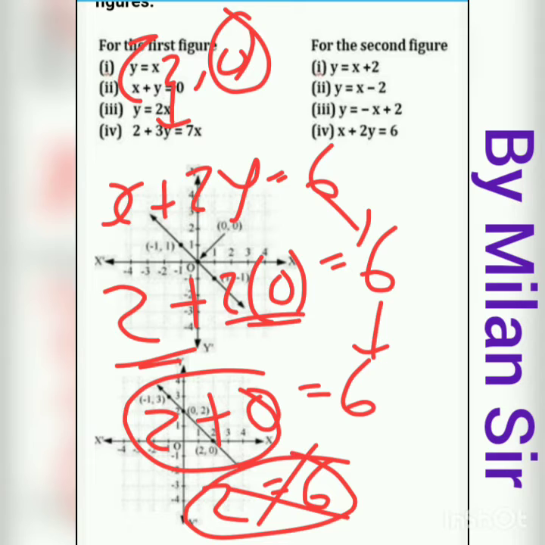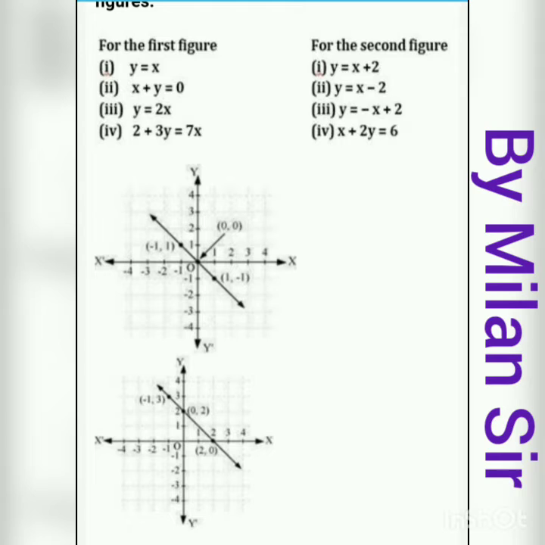Now two options are correct, option 2 and 3. Okay, so for that just put our second point, minus 1 and 3. Okay, minus 1 and 3. So x is equal to minus 1, y is equal to 3. First is the x coordinate and second is the y coordinate.